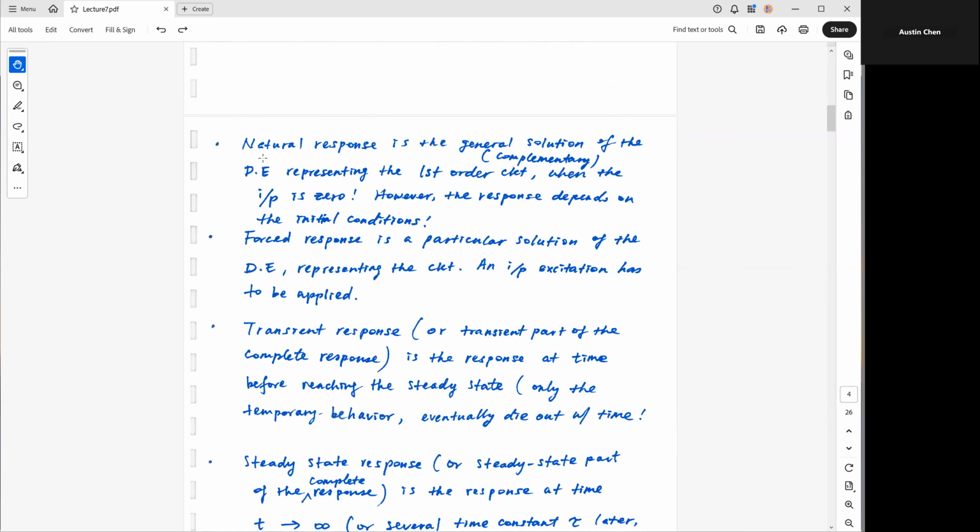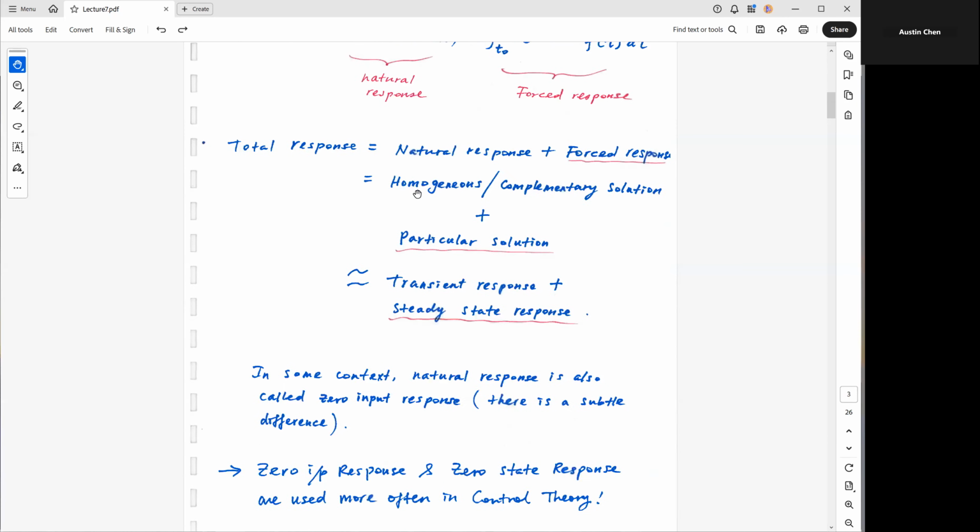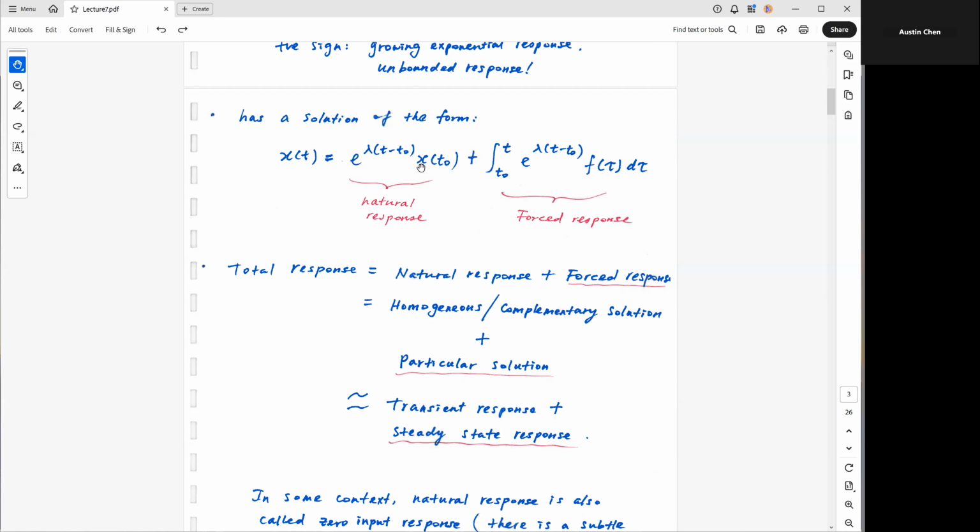So as a reminder, the natural response is a general solution of a differential equation representing the first order circuit. And the natural response is obtained when the input excitation is set to 0. In other words, there is no input. There is no voltage source, there is no current source. However, the response depends on the initial condition. So there has to be an initial condition in order for you to have this natural response. And if we go back to look at this part of the equation, it's clear that in order for you to have this natural response, you need to have this x(t0).